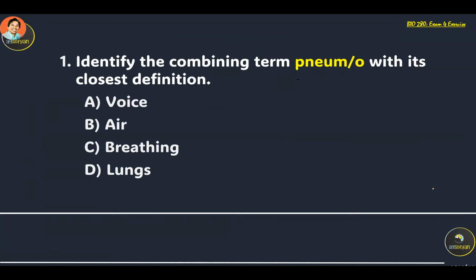Identify the combining term pneumo with its closest definition. A, B, C, or D. Okay. Pneumo means air. So the closest definition for pneumo is B, which is air.